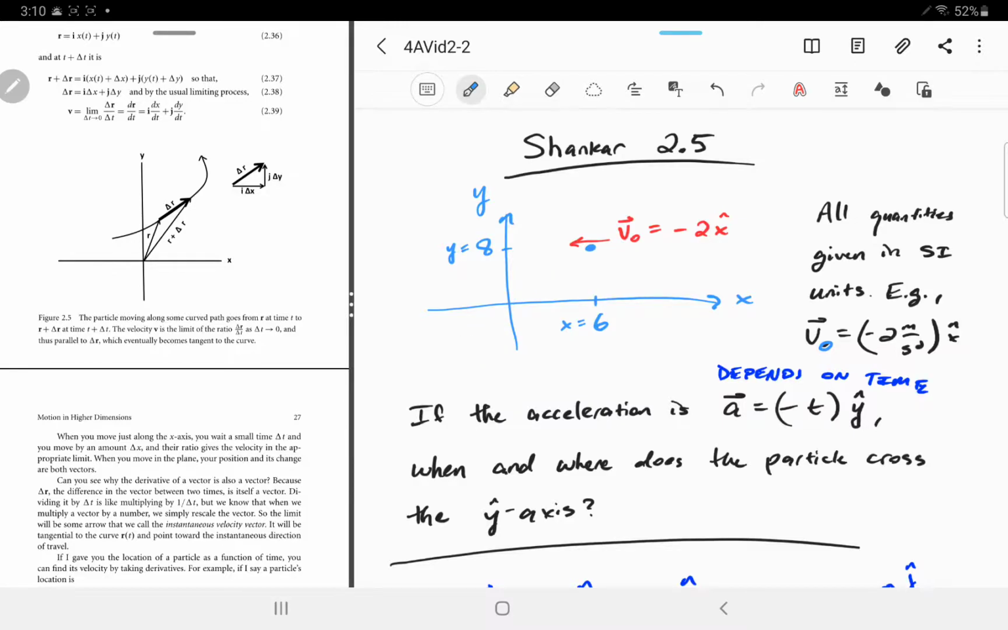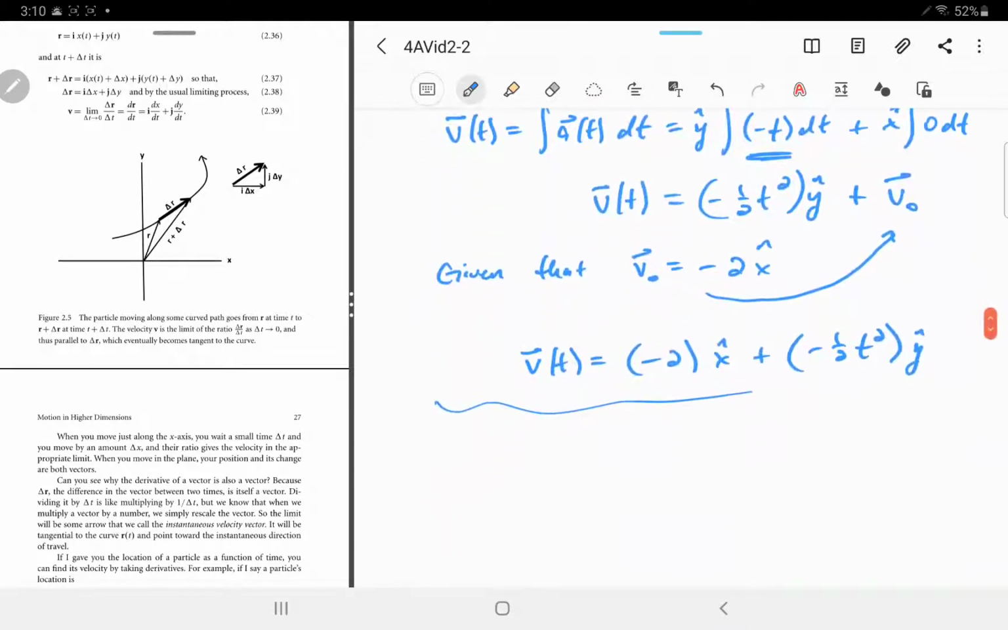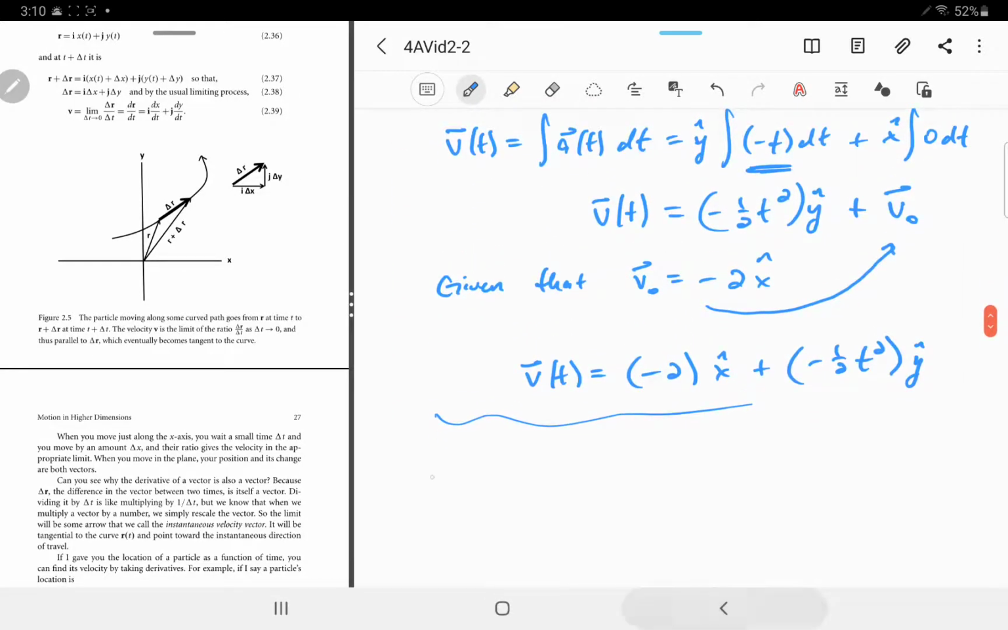So we're not quite done. We have to know where it is at all times, right? So let's keep going. So we want the position vector now. So the position vector is going to be the integral of the velocity vector. So we can integrate each term and then just remember that we need a constant of integration. So this is going to be minus 2t x hat. So I'm just integrating this piece with respect to time.